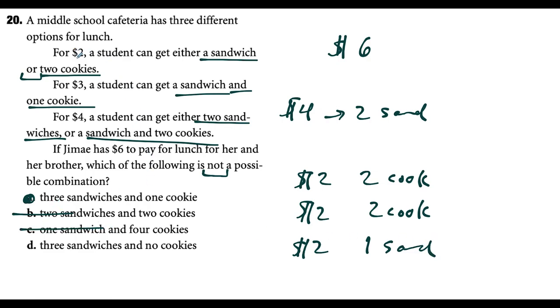Do the option one three times and just make one of them a sandwich and then two cookies, two cookies. Three sandwiches and no cookies. Okay, so for something like this, just do the $2 option three times and go sandwich every time. So this one's out. So A is definitely it.